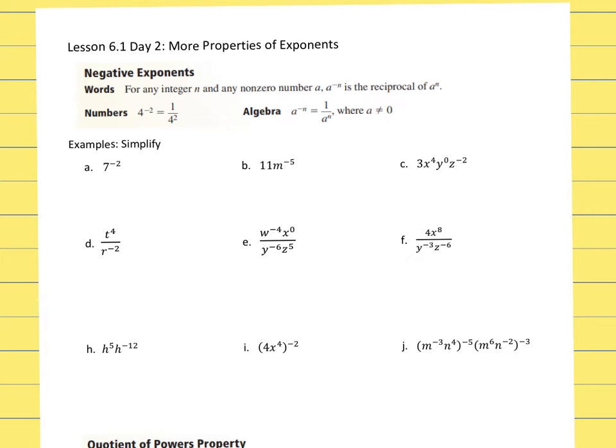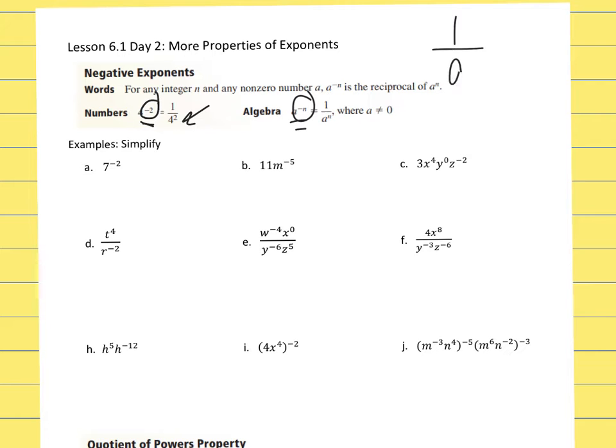The first part of chapter 6 is all about properties of exponents. If you have a negative exponent, you drop the negative and move it to the denominator if it's in the numerator, or to the numerator if it's in the denominator. In this case, for the negative 2, the 4 is in the numerator, so it moves to 1 over 4 squared. For any number, a to the negative n is written as 1 over a to the n.